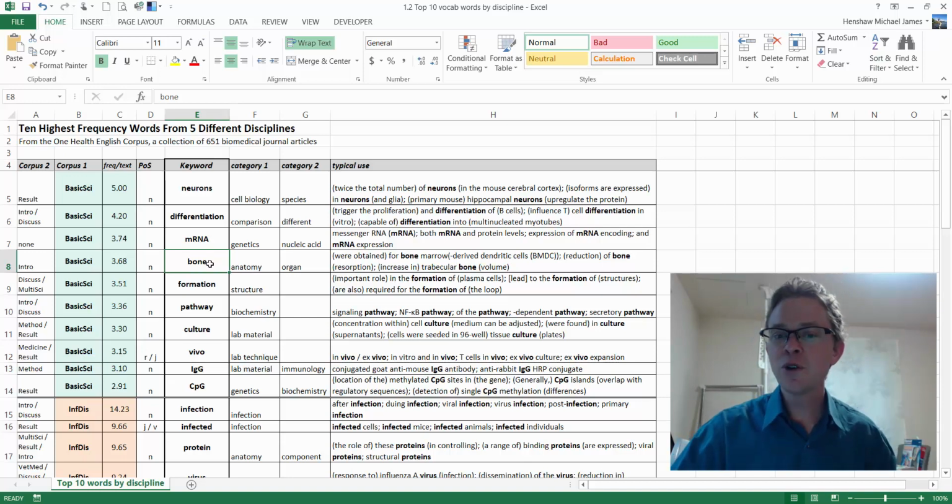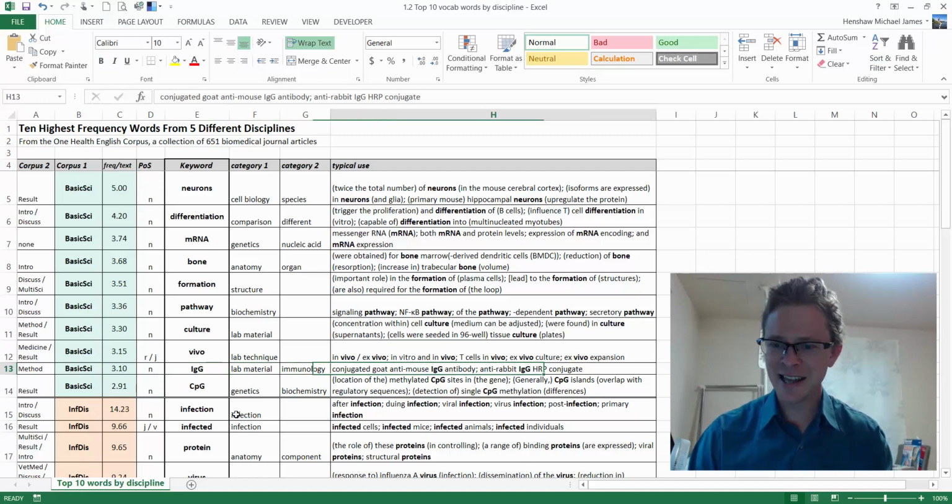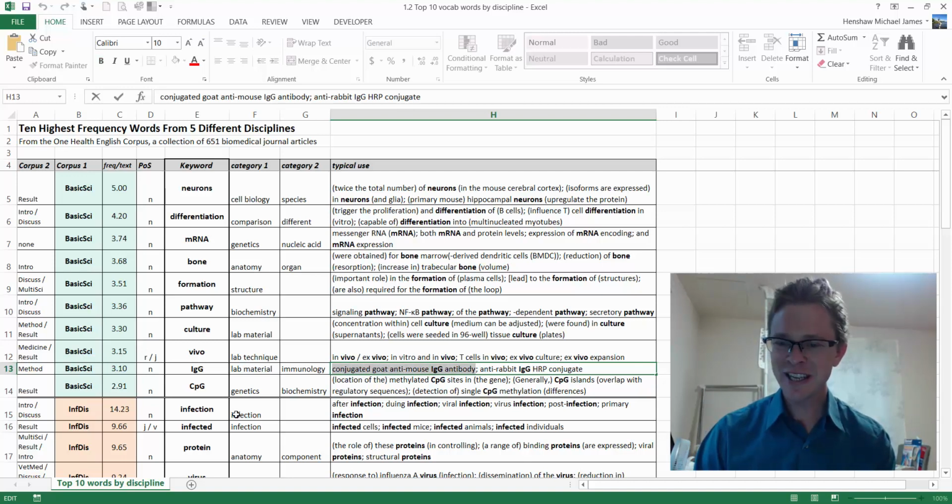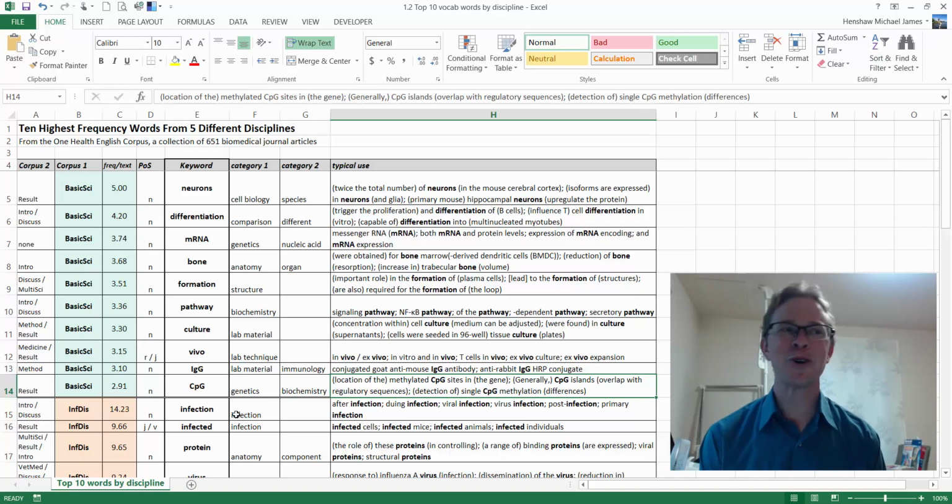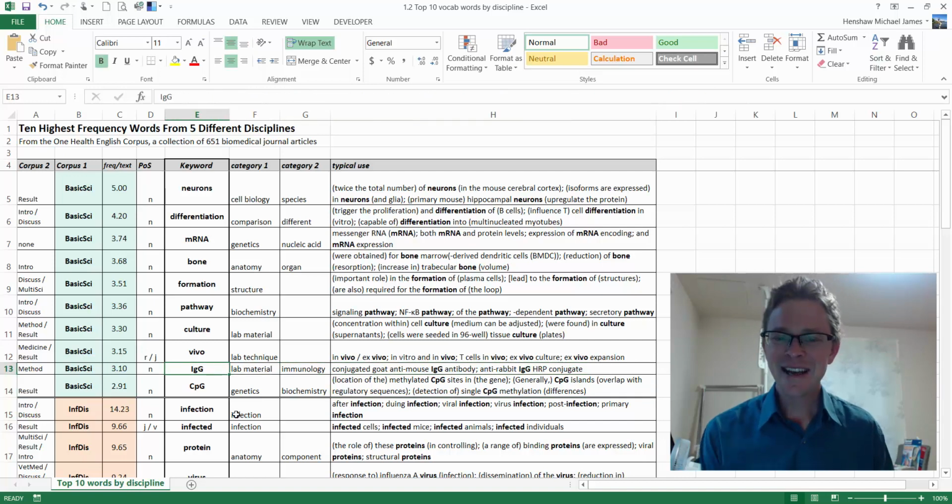I have another request. If you do a hard word like IgG, I see this word a lot. I'm not sure I understand what it means, especially when I read these sentences like conjugated goat anti-mouse IgG antibody. That sounds crazy. Anti-rabbit IgG HRP conjugate. What are we talking about here? Sometimes I read things like anti-human goat IgG antibody. What is IgG? Can somebody please choose this word and explain it?